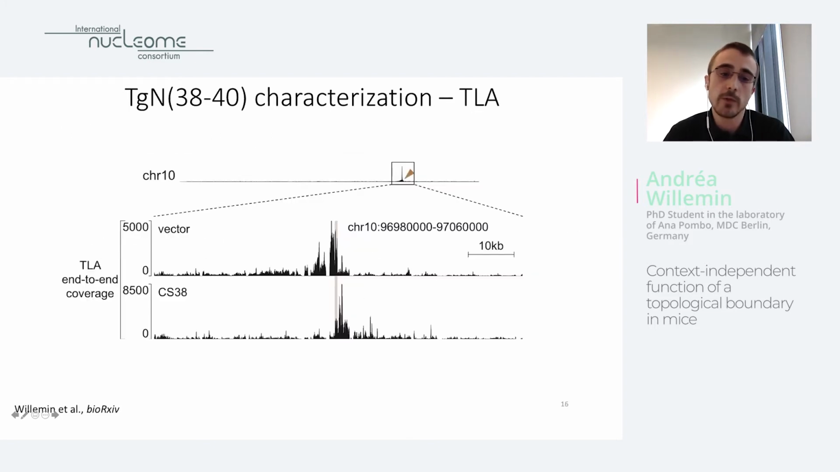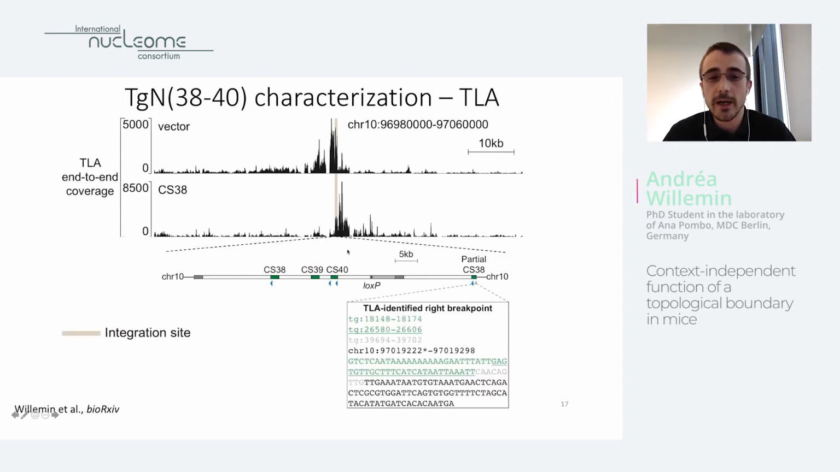This is the 80 kb region of chromosome 10, where the integration was assigned, and you can appreciate the strong peaks in the TLA coverage for both the vector and the CS38 TLA viewpoint. Importantly, by now assessing the sequence composition of the hybrid reads located within these peaks, we could characterize one of the integration breakpoints with a base pair resolution. This revealed a connection between part of the CS38 element and chromosome 10, and therefore we concluded that at least one partial fragment of the transgene got integrated there.